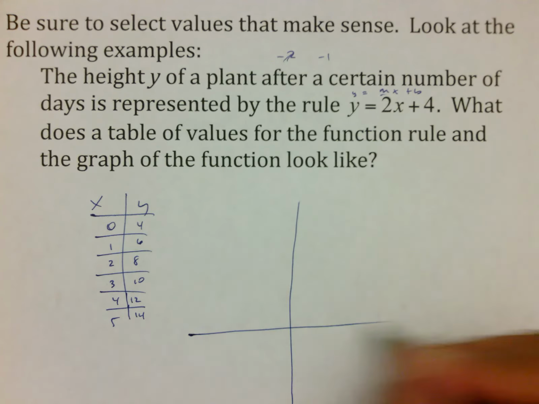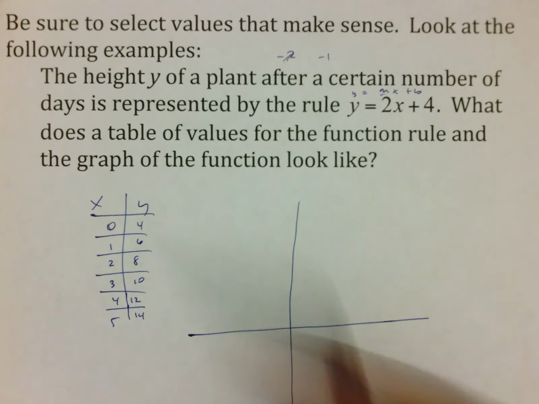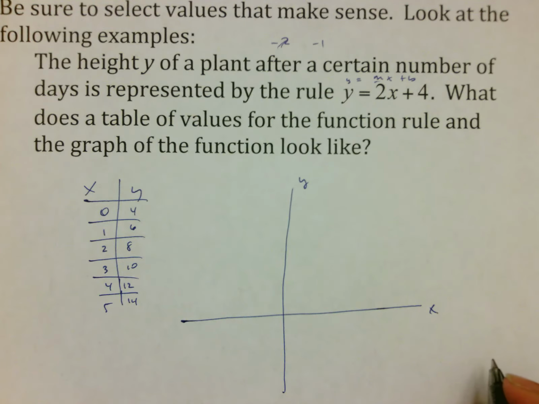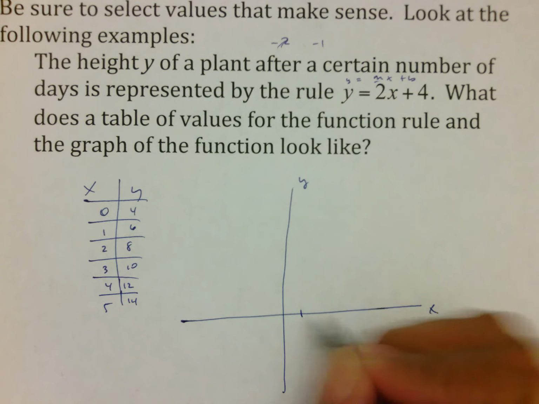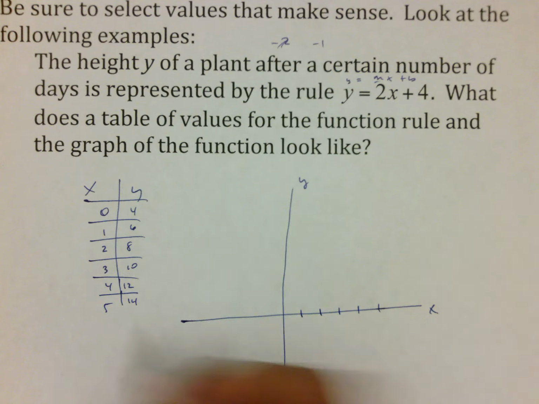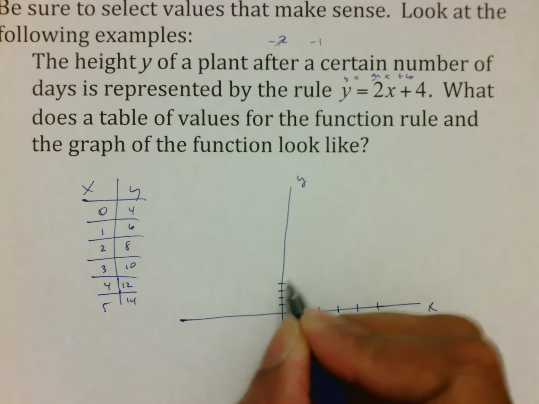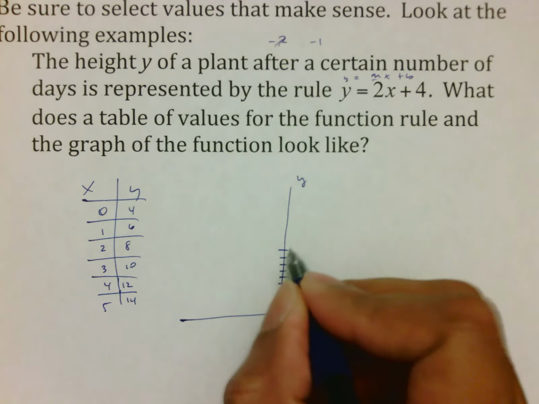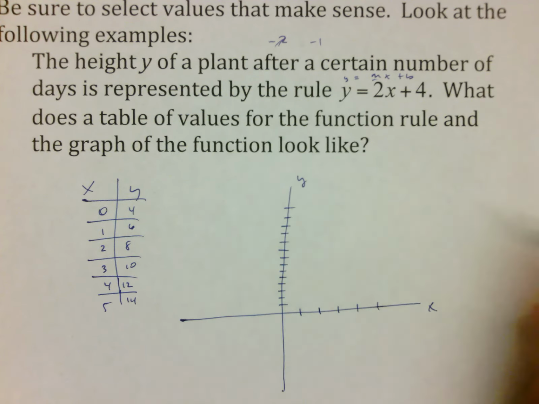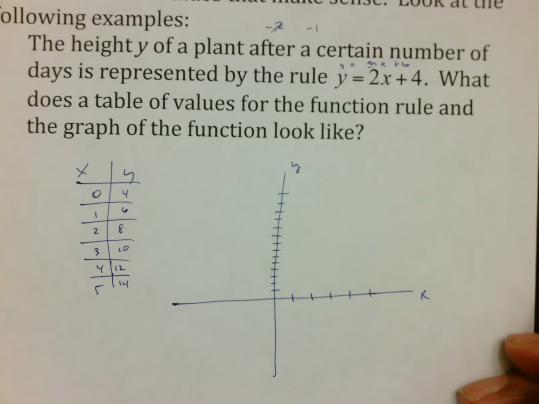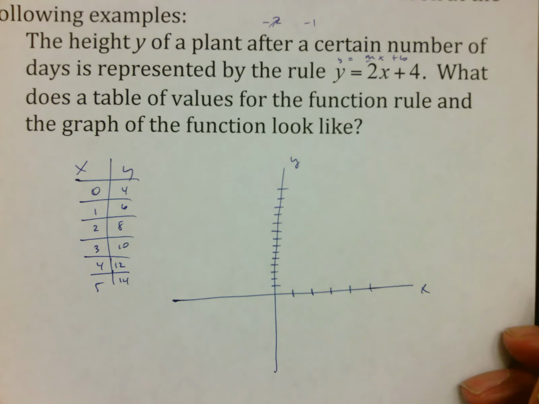The next thing we have to do is make sure we graph it. Keep in mind that this is your x-axis and this is your y-axis, and you need to make sure you have enough room for everything. So my x's go 0 through 5, so 1, 2, 3, 4, 5, and my y's go from 0 to 14, so 1, 2, 3, 4, and so on up to 8, 9, 10, 11, 12, 13, 14. And it doesn't have to be a perfect graph for us in this chapter. There will be a next chapter when we get into it officially, but for the most part, we just need a graphic representation of it.